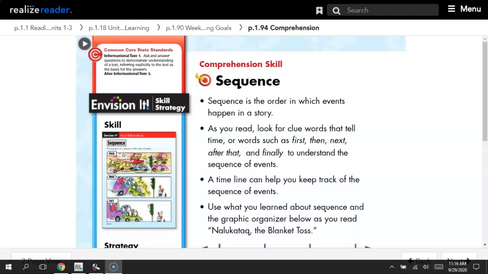Okay, I would like you to get out your reading textbook and turn to page 94. Page 94. When you get there, your page should look just like mine.